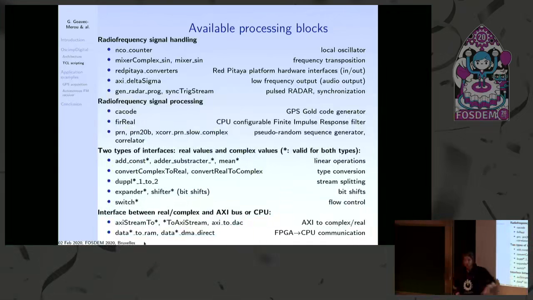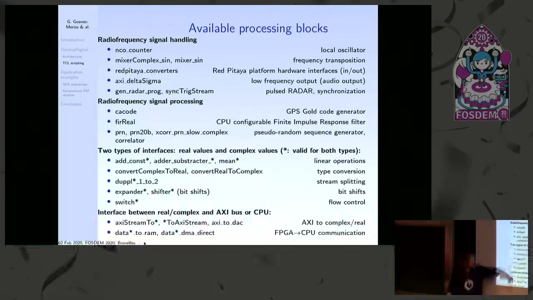You have FIR filter real for interface real, complex for interface complex, etc. Some PRN generator, a cross correlator, again used, for example, with the GPS, and some utilities to add a specific constant to all samples received. It's exactly an offset. You have adder subtractor. You add one input to the other input, meaning a simple accumulator.